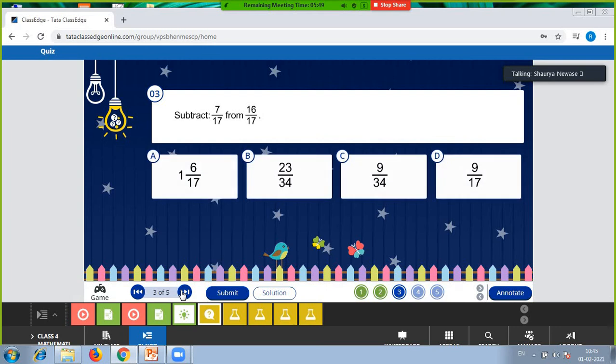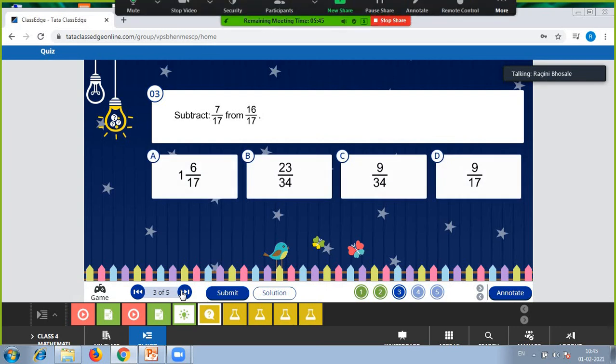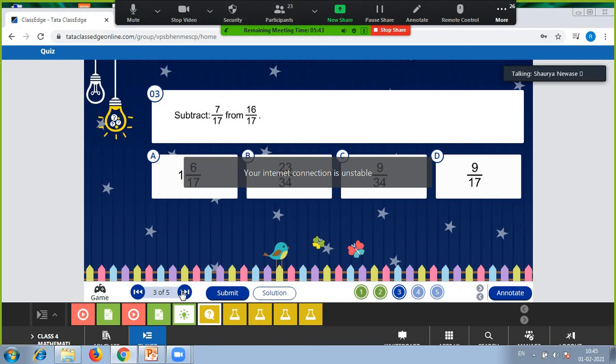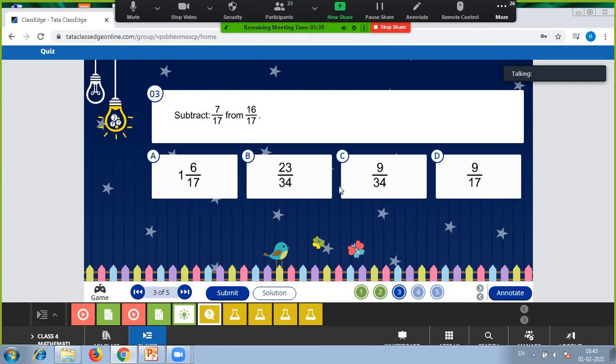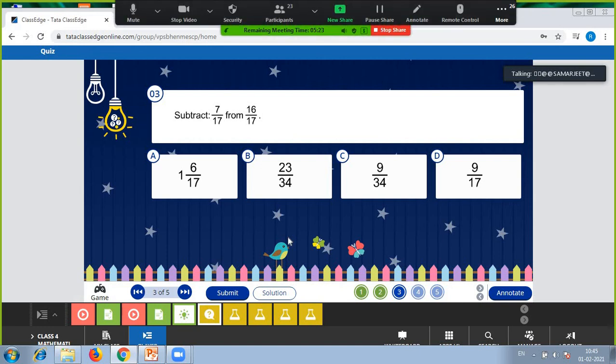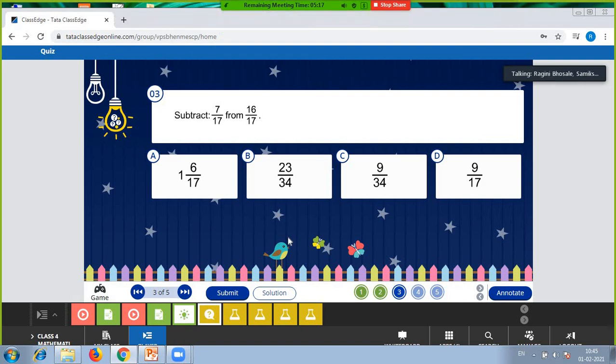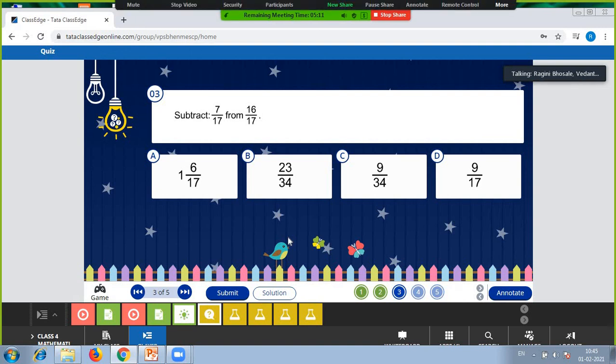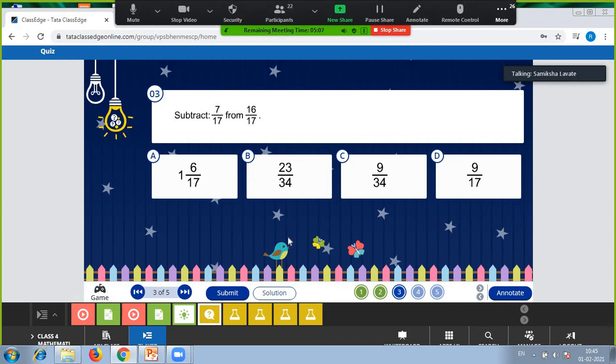Next, do the subtraction. 16 upon 17 minus 7 upon 17. 8 upon 17. See the answer, the options: 23 upon 31, 9 upon 17. See here we have to do the subtraction. How will the denominator change? Yes, Samiksha, you answer. 8 upon 17. Okay.